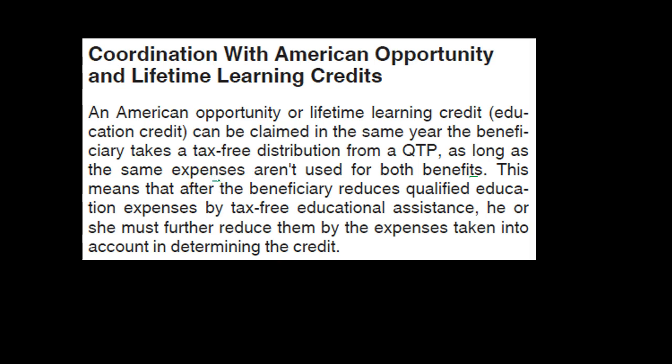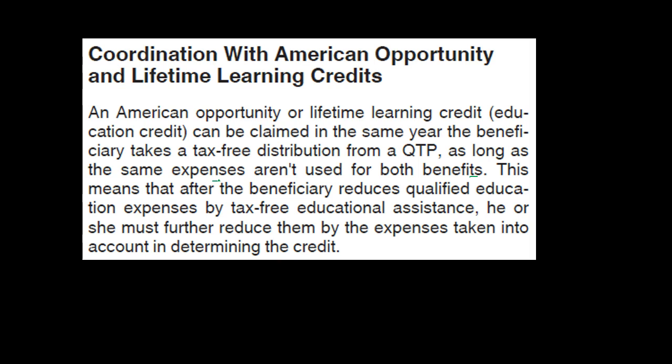Now the credits are a huge benefit, and we'll take a look at some examples on this. Normally when we think about education, especially these days, it's quite expensive. So we may have a lot of qualified education expenses, enough to possibly max out the benefits of both the credit and the distributions from the QTP plans. That may be possible just given the amount of qualified education expenses. The idea being that we can't use the same education expenses to qualify for both the QTP and the other education benefits, including the American Opportunity and Lifetime Learning Credit. We'll take a look at an example.